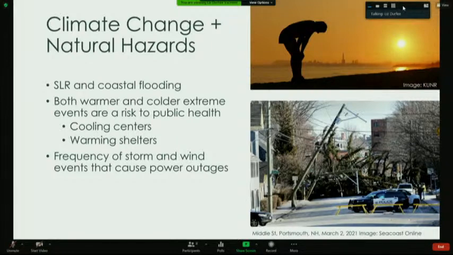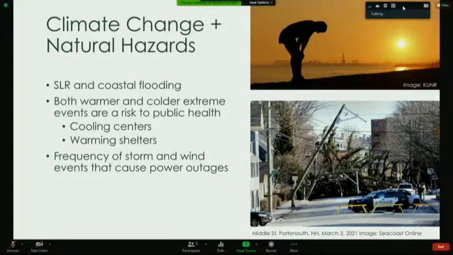Mm-hmm. And extreme wind events, like, I don't know if you've been experiencing a lot of wind lately, but the New Hampshire seacoast has been hit by quite a few windy days recently. And this photo was from, I think it was right around our last meeting. It was the last meeting.